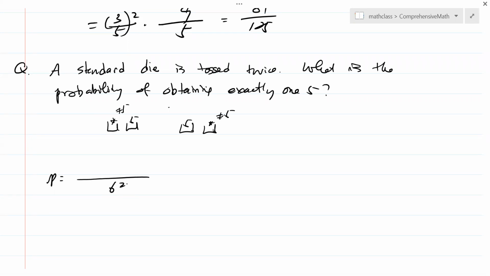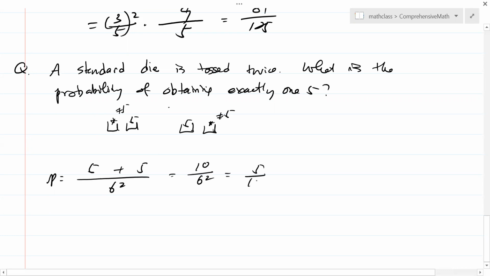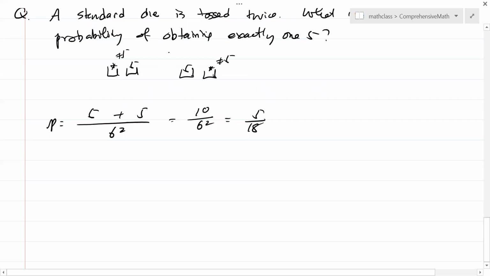Okay, so there's only 2 possibilities here. One is you count those outcomes: the second one is 5, the first one is not 5, that's just 5 choices there. Okay, the second one is the same. So it's going to be 10/6 squared, and after simplifying, it's going to be 5/18. That's an easy problem, right? If you understand this.